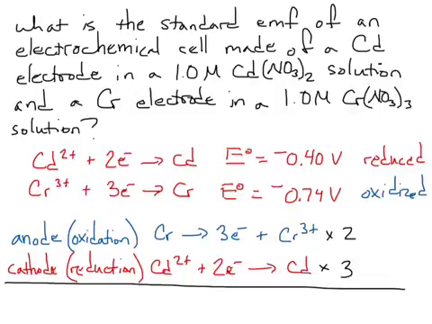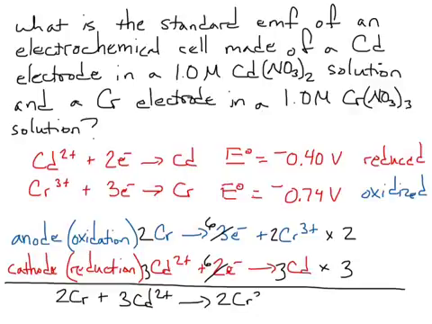So when we combine everything together, we'll have 3 chromiums, 6 electrons. I can't do my math. Multiplying this by 2, this is 2 chromiums, 6 electrons and 2 chromium there. Multiply the bottom one by 3: 3 cadmiums, 6 electrons, and 3 cadmiums. Electrons all cancel out, and our overall reaction is 2Cr plus 3 cadmium 2 positive ions turns into 2 chromium 3 positive ions and 3 cadmium solid atoms. So there's our overall redox reaction.